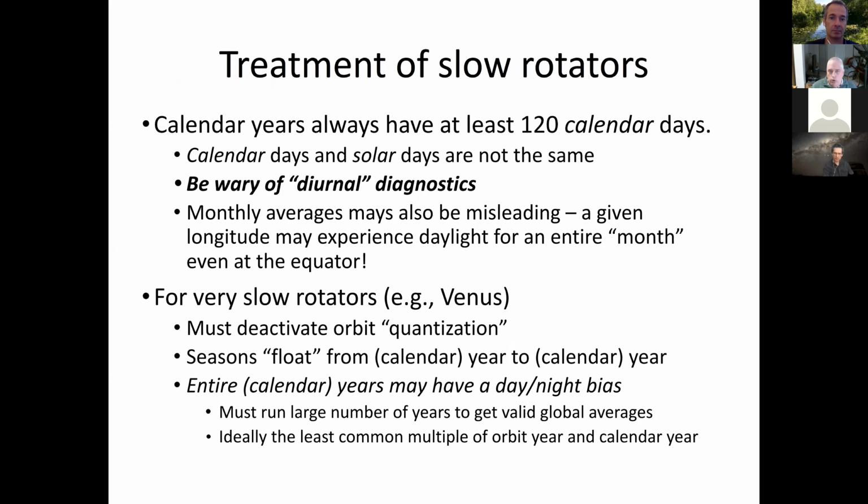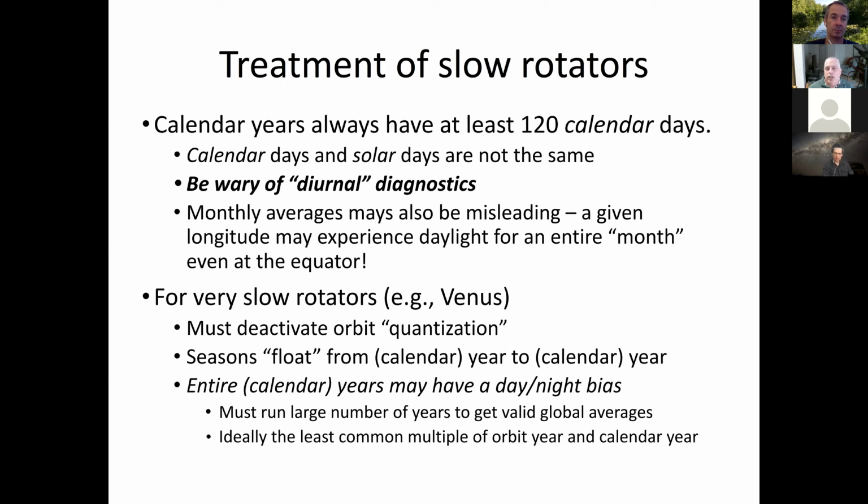So what we do is, when the orbit's slow enough, when the rotation is slow enough, we separate the connection between a calendar day and a solar day. Whenever I refer to solar day, I'm going to refer to the time it takes to go from noon to noon on the planet.